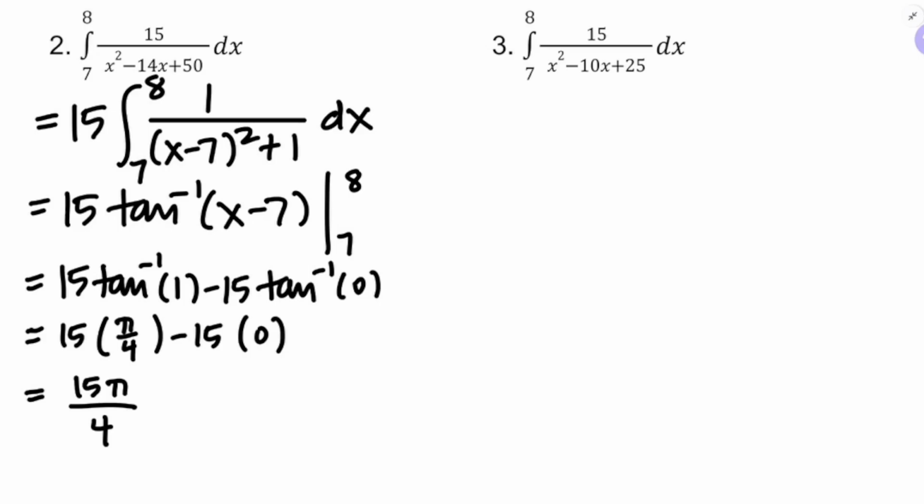I've got 15 over x squared minus 10x plus 25, and that is a perfect square. That's going to be x minus 5 times x minus 5. So 15 over x minus 5 times x minus 5. That's x minus 5 squared in the denominator, and since I'm integrating, I might be wise to write that as 15 times x minus 5 to the negative 2 in the numerator, so I can anti-differentiate.